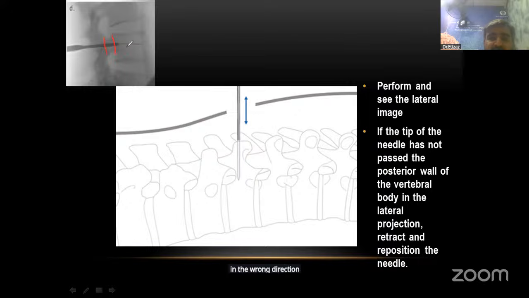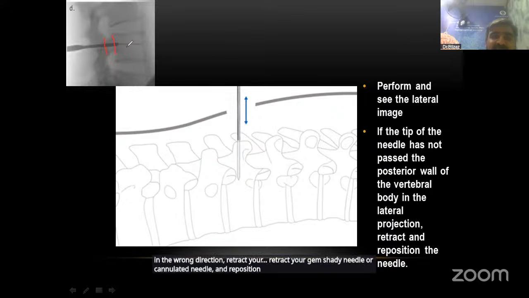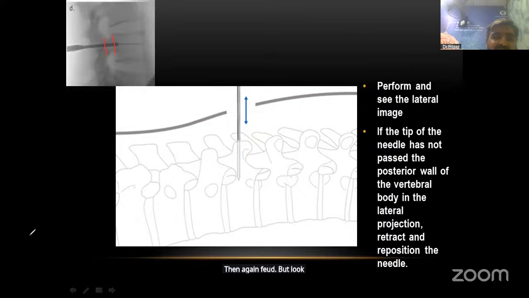Retract your Jamshedi needle or cannulated needle and reposition it. Again, retarget the medial side of the pedicle. Then take the fluoro image. Then again see it. But look at here, we are in the right direction. Okay, we are in the right direction.